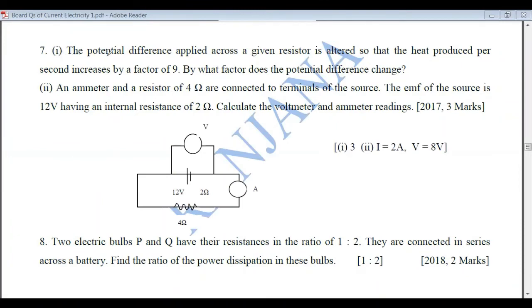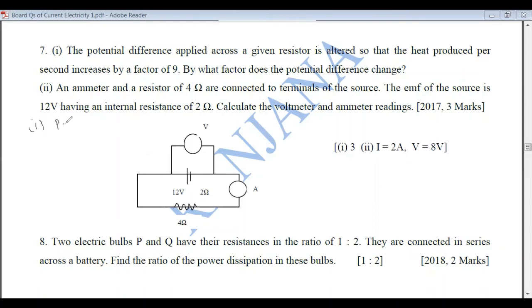Question number 7 is the first part. The potential difference applied across a given resistor is altered so that the heat produced per second increases by a factor of 9. By what factor does the potential difference change? Now here it is given that heat produced per second, that is the power, increases by a factor of 9. You have to find out by what factor does the potential difference change. Okay, and that is for a given resistor.